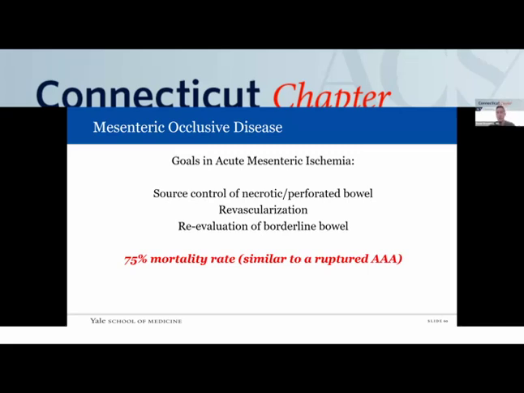And so after that, my algorithm is start with a laparotomy, get source control, revascularization, reevaluate the borderline bowel. And I believe that this would be the algorithm for your ABSITE and for your boards. It's a 75% mortality rate, similar to a ruptured AAA.